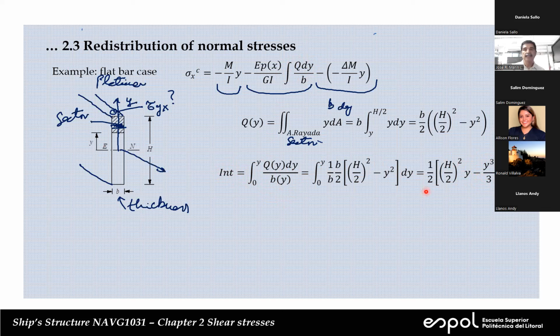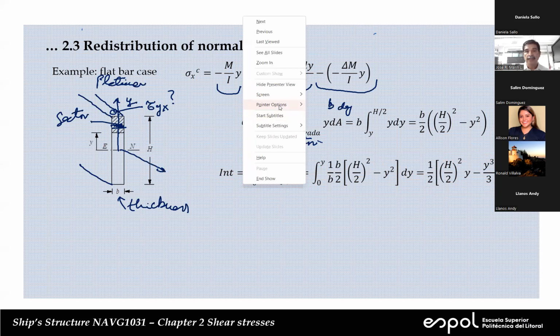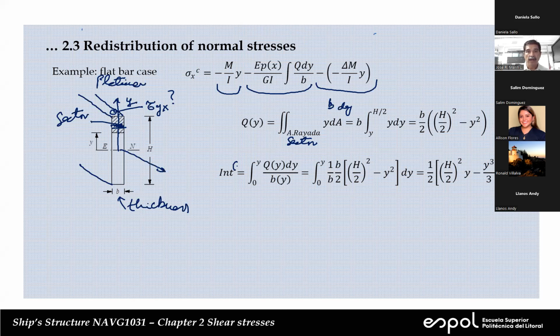This is something that I insisted on previously. Maybe you want to correct this in your class notes. Maybe we should put it as this depends on y. This term, this function is the integral, and it depends on y. Let me correct that in my class notes too.